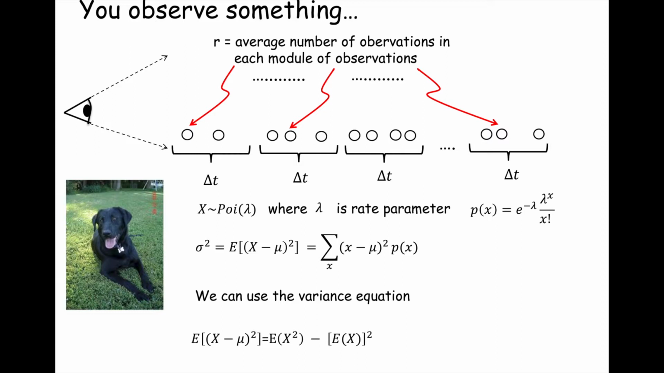So whenever you want to compute the variance, you could compute the variance directly by saying x minus mu quantity squared times p of x, or you could go through all those manipulations and use the following identity, which is called the variance equation. Any questions about this? Does that make sense? Okay.